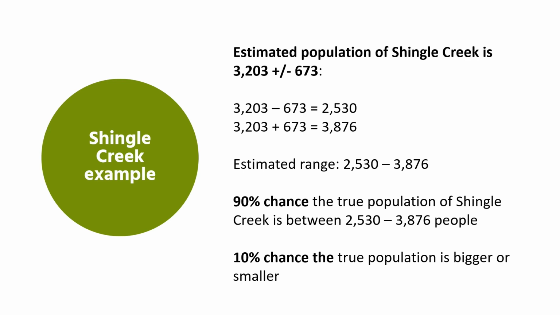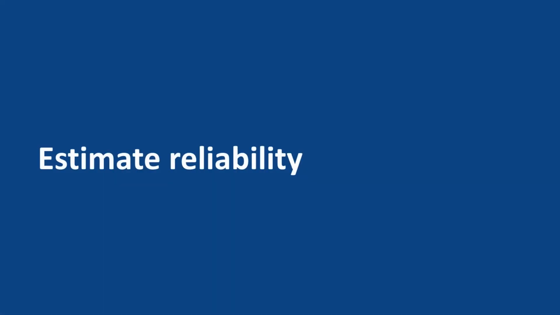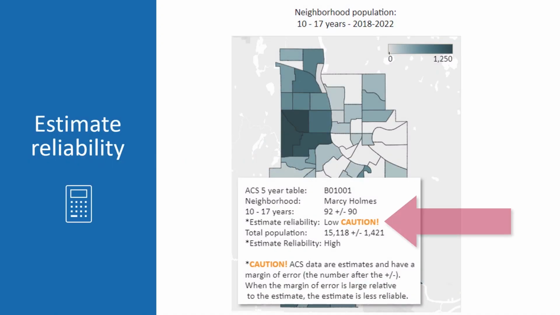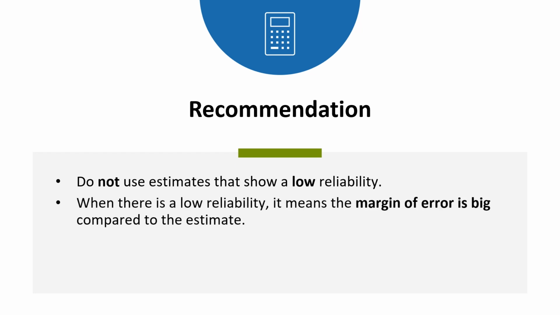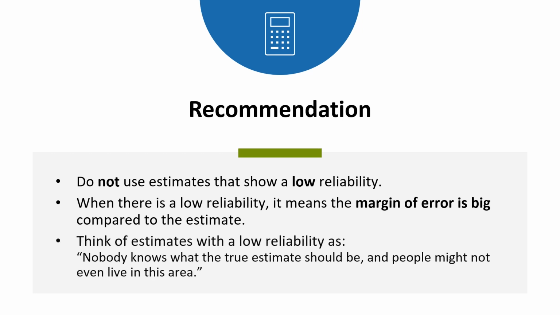However, there are ways to measure how reliable an estimate is likely to be. These measurements were done for the data on the dashboards. The results were used to report the reliability of each estimate. You'll see this information when you open a tooltip by hovering over a map or chart. We recommend that you do not use estimates that show a low reliability. When there is a low reliability, it means the margin of error is big compared to the estimate. Think of estimates with a low reliability as saying, nobody knows what the true estimate should be, and people might not even live in this area.